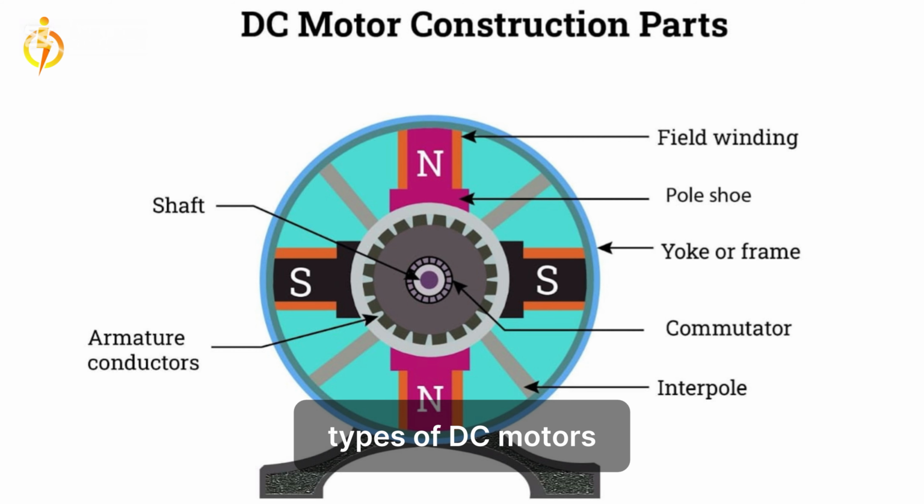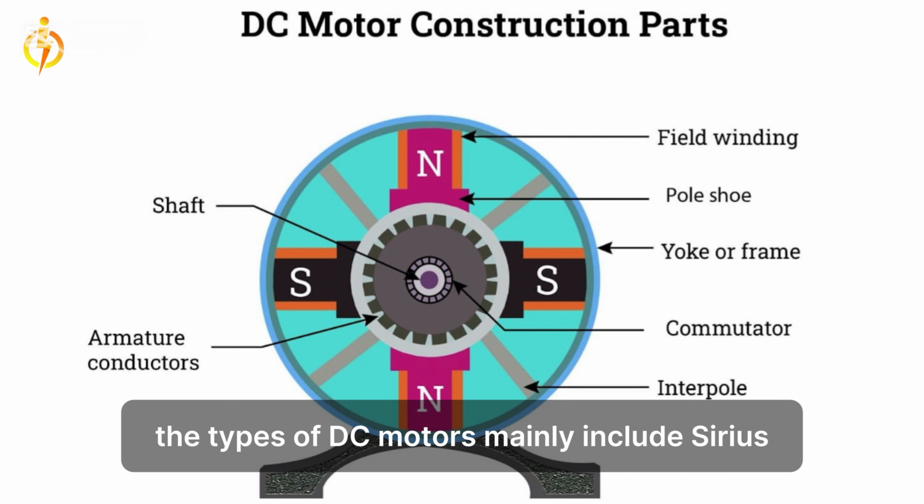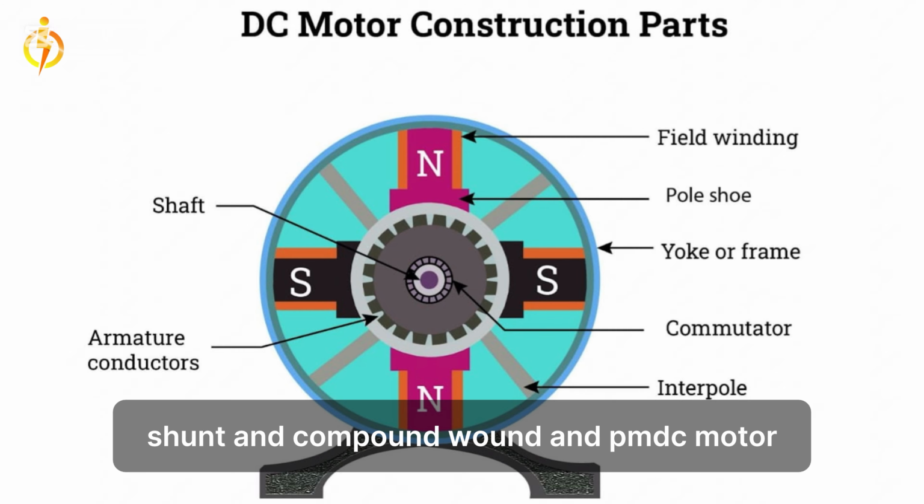Types of DC motors. The types of DC motors mainly include series, shunt, and compound wound and PMDC motor.